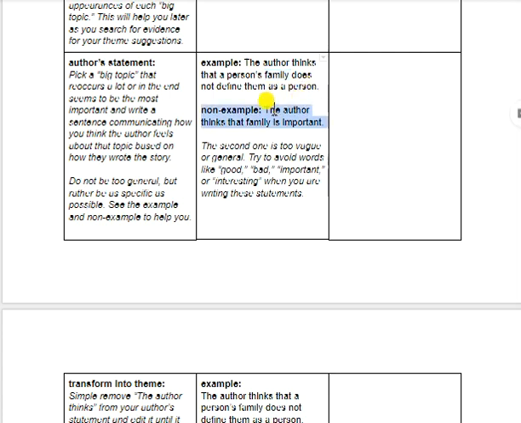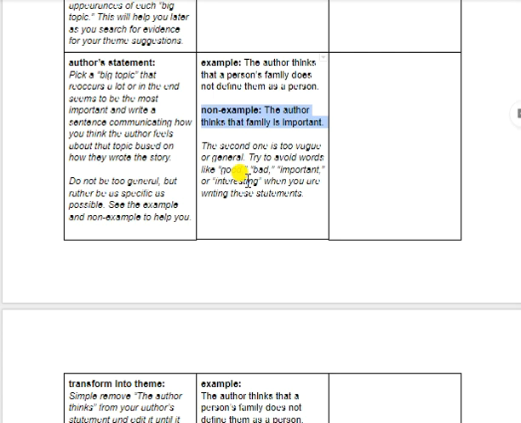Here's a bad example. The author thinks that family is important. As I say here, the second one is too vague or general. So here's how to avoid being too vague or general. Try to avoid these words in particular: good, bad, important, interesting. All of those words might sound good in theory, but they're really pretty empty when you think about it. They don't really say a lot.